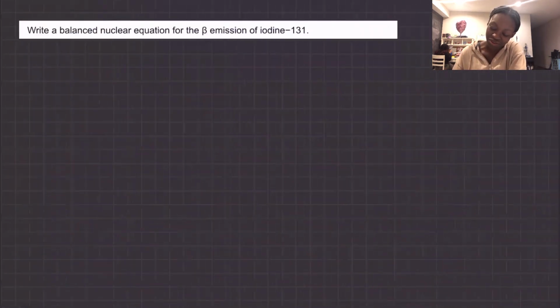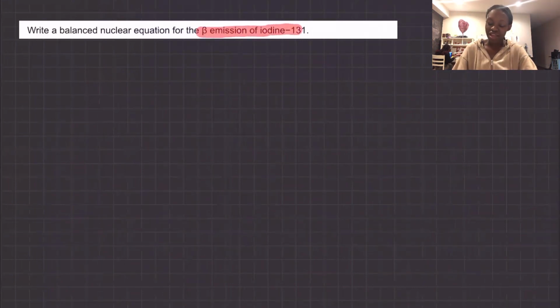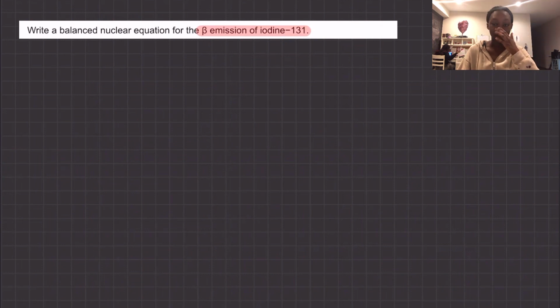Okay, now I'm gonna give you just a couple of seconds to try. Actually, I don't want you to try this one because this is beta emission. So you've never done beta emission before. So let's do it together. Write a balanced nuclear equation for the beta emission of iodine-131. You might be asking, how did I know that this was beta emission? Well, I just looked at the Greek letter. So the first two that we've been doing have been alpha, and that's because I looked at the Greek letter and it's the alpha symbol. So this beta symbol is for beta. So we're going to be emitting a beta particle in this one.